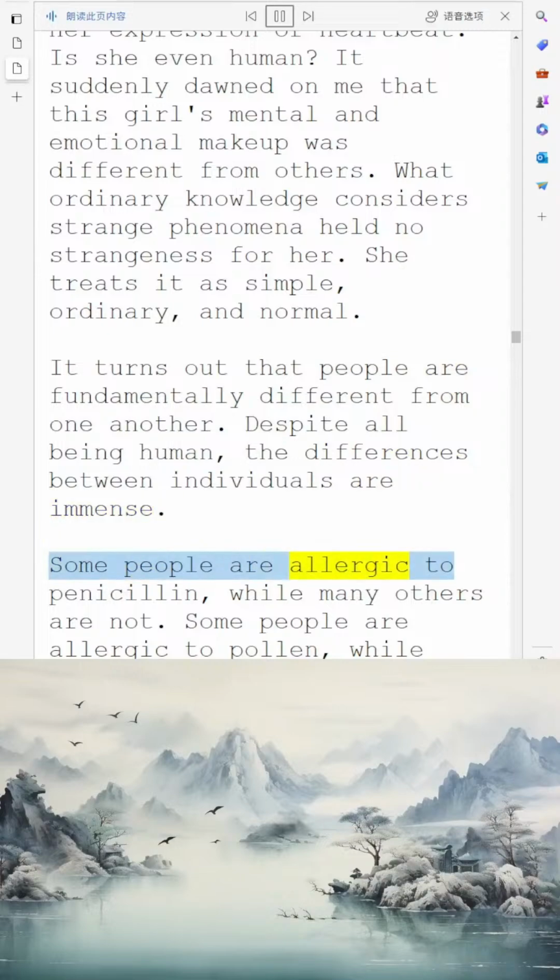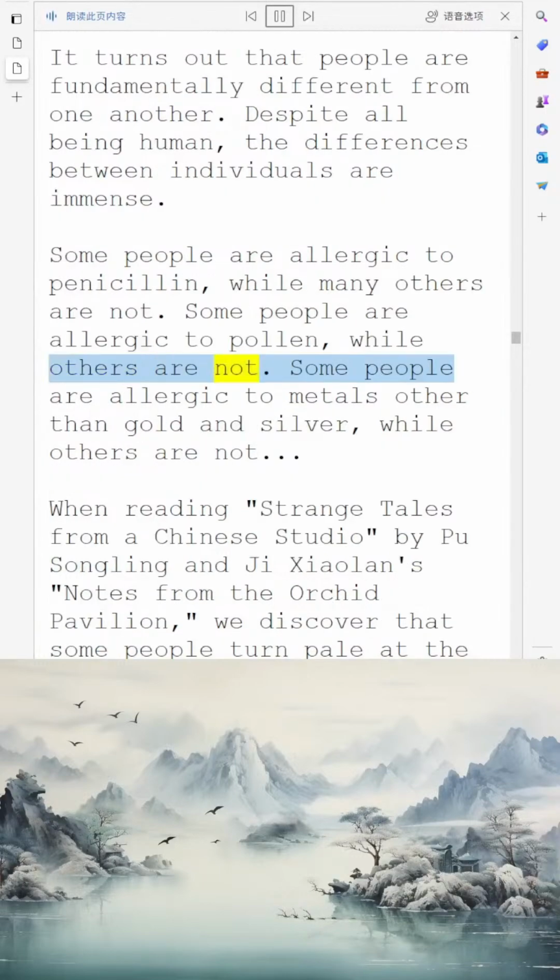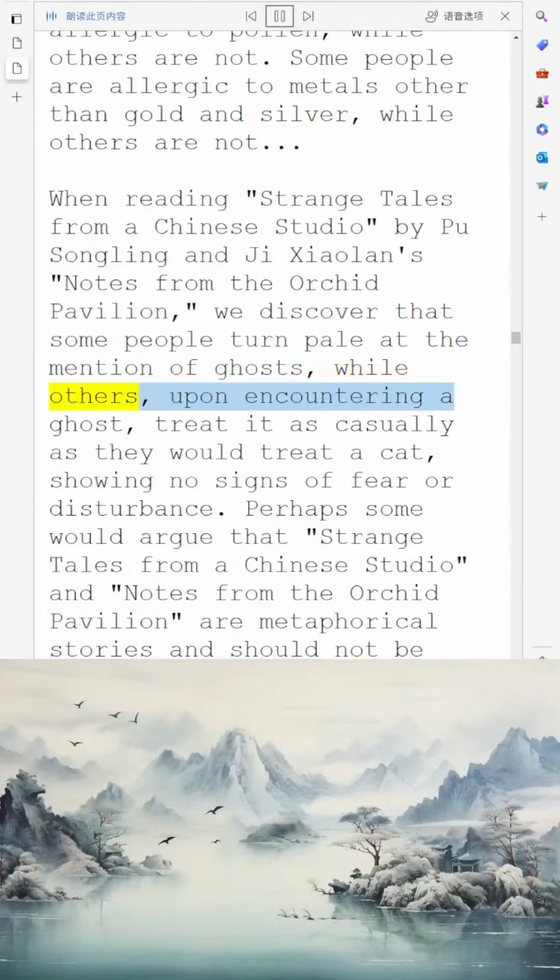Some people are allergic to penicillin, while many others are not. Some people are allergic to pollen, while others are not. Some people are allergic to metals other than gold and silver, while others are not. When reading Strange Tales from a Chinese Studio by Pu Songling and Ji Xiaolan's Notes from the Orchid Pavilion, we discover that some people turn pale at the mention of ghosts, while others, upon encountering a ghost, treat it as casually as they would treat a cat, showing no signs of fear or disturbance.